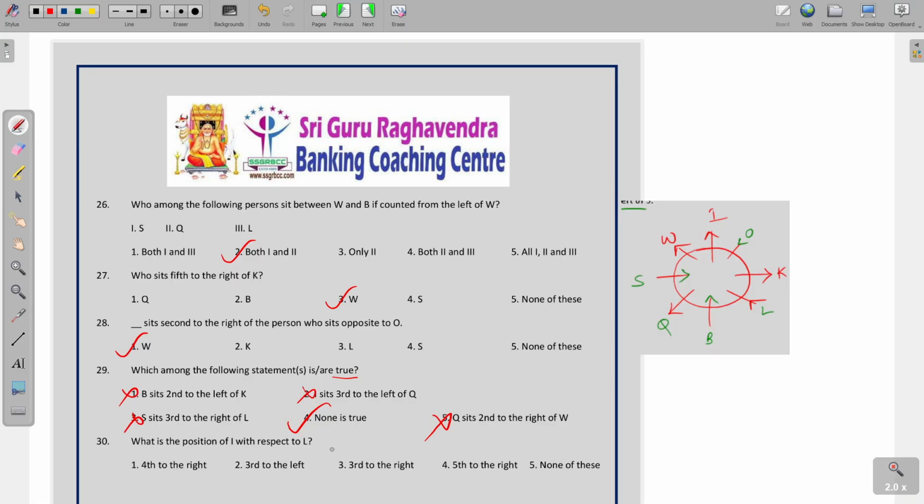What is the position of I with respect to L? So, I here and L here. From L, 1, 2, 3, third from right. Let us move on to the next one.